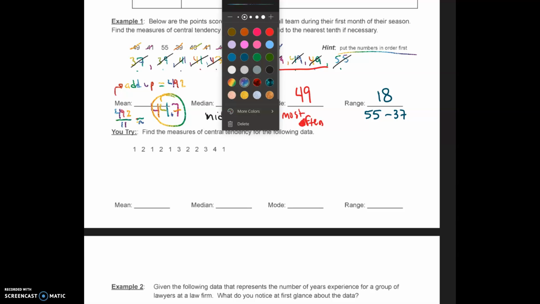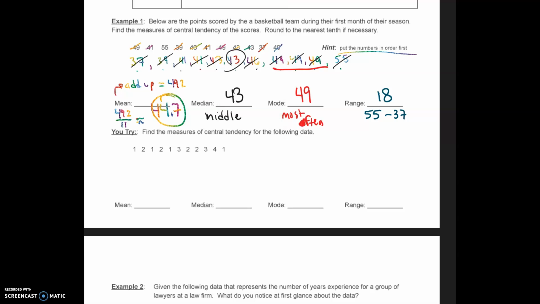Let's try this color, see how this looks. The mean, when I did this myself, when I added them all up, I got 22. And when I did 22 divided by 1, 2, 3, 4, 5, 6, 7, 8, 9, 10, 11, I got a mean of 2. The median, remember, write these in order. I didn't write that down. You should have, though. If you did it right, you should have got a median of 2. The very middle number should be a 2.